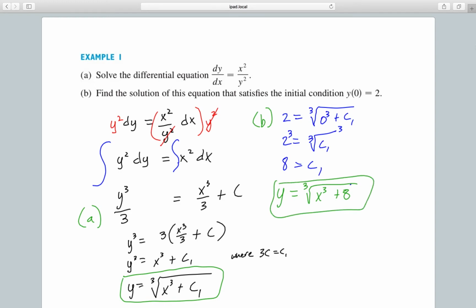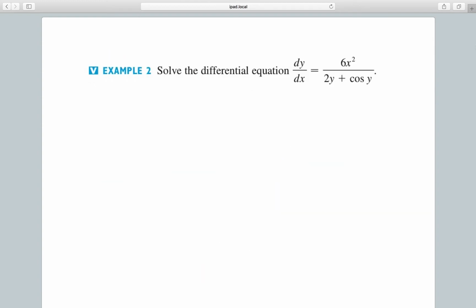All right, and that's it. That's how we solve a separable differential equation in general and with an initial condition. Let's try another one. All right, so this one's a little messier.